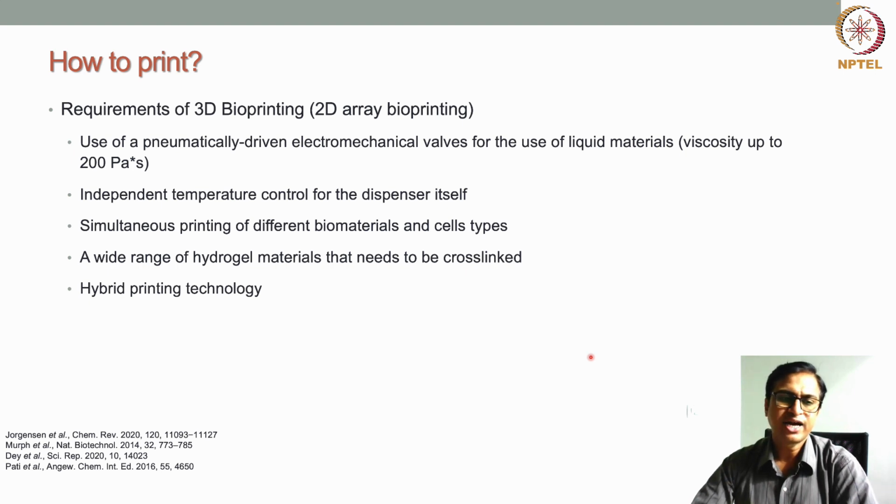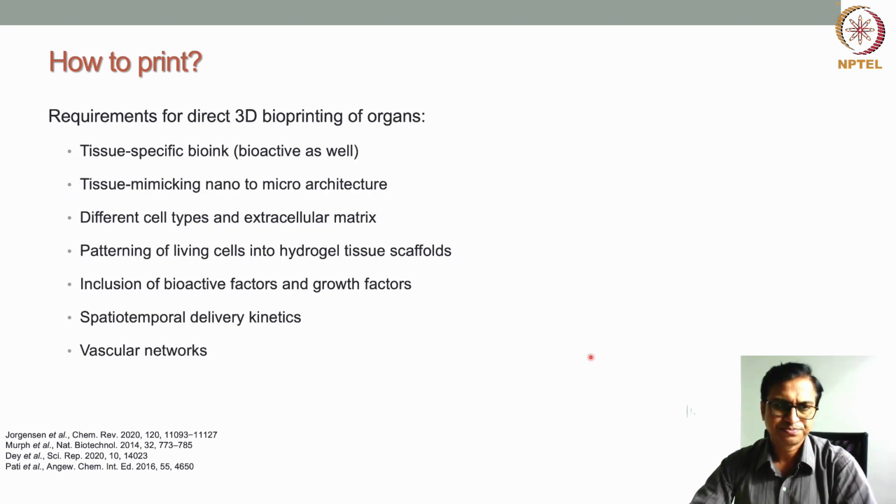And then different hybrid printing technologies are required. As I mentioned, one type of bioprinting technology cannot be used for printing very complex structures. So probably we need to combine different technologies together. So hybrid printing technology can be the way to go forward.